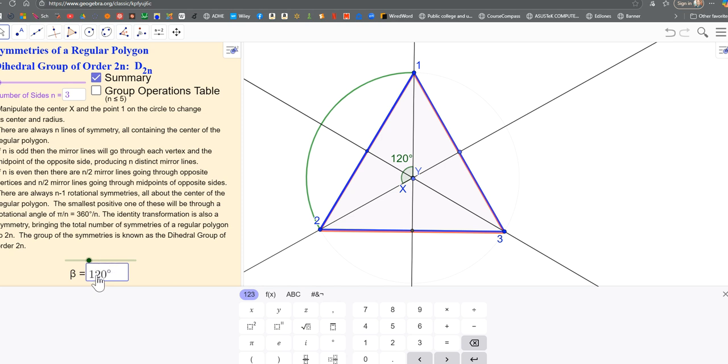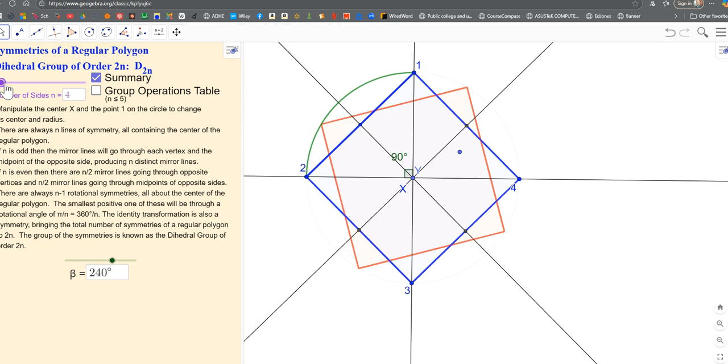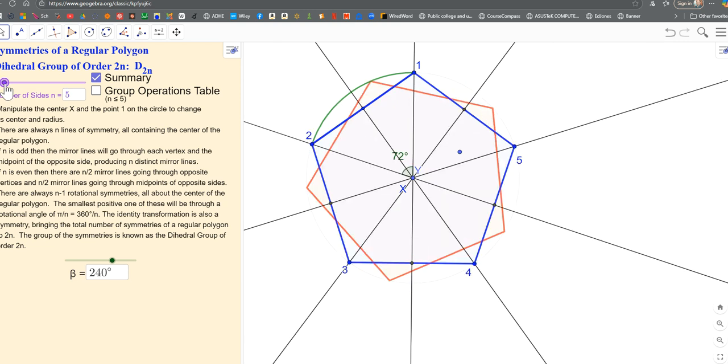Multiples of 120 will also work. 240 degrees will also get us there, which is really essentially the same as negative 120. Okay, so what if we go to 4 sides? Let's go to 5 sides. 5 sides is very similar.